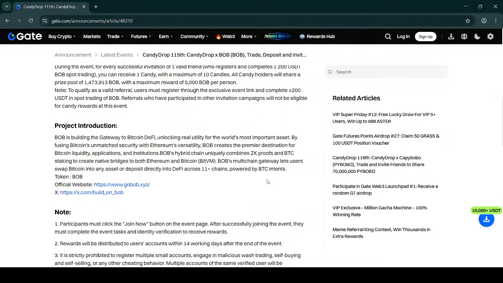The BOB hybrid chain uniquely combines ZK proofs, BTC staking, and native bridges to both Ethereum and Bitcoin. The BOB multi-chain gateway lets users swap Bitcoin or any asset and deposit directly into DeFi across 11 chains, powered by BTC intents and token.